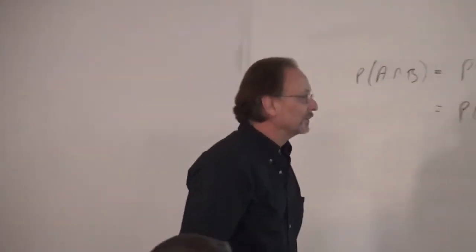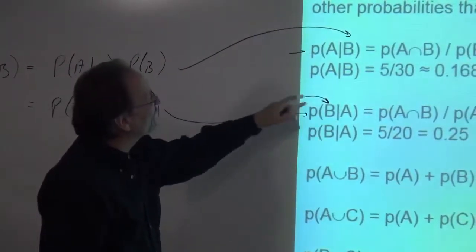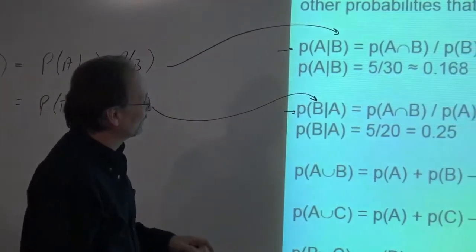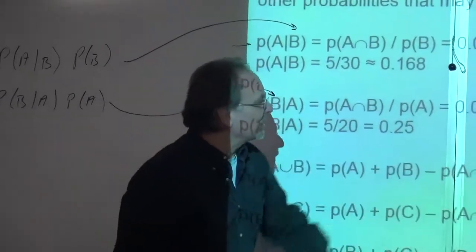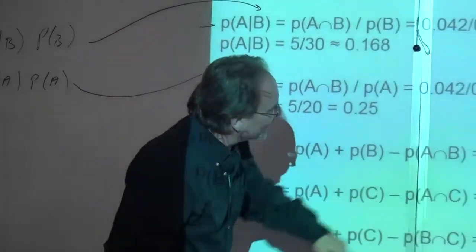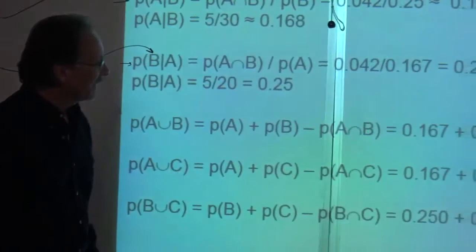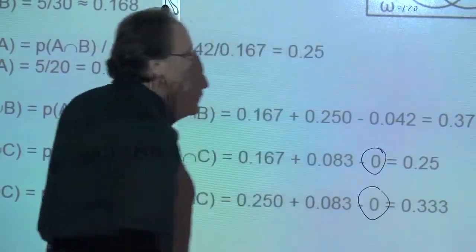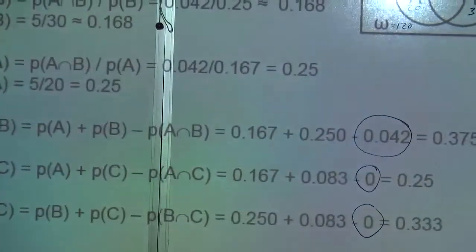So now what I can do is find all of the unions, because I already found the intersections, and I found the conditional probabilities. Now I can find the union. So probability of A union B, A, B, and A intersect B, A union C, A, C, A intersect C, and B union C is B and C, and B intersect C. These two intersections are 0, and this intersection we found in the previous page result.